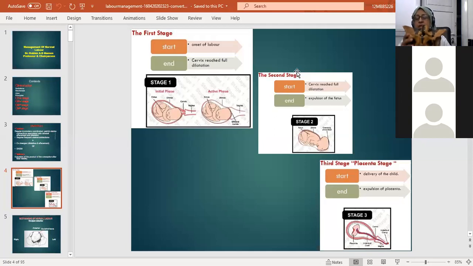Now this inlet is transversely oval. Its transverse diameter is 13.5 centimeters, while the AP diameter is 11.5 centimeters. So it is transversely oval. The transverse diameter is the largest diameter of the pelvic inlet.